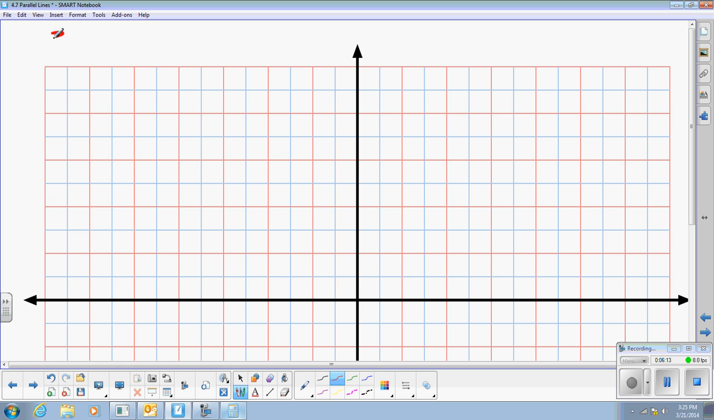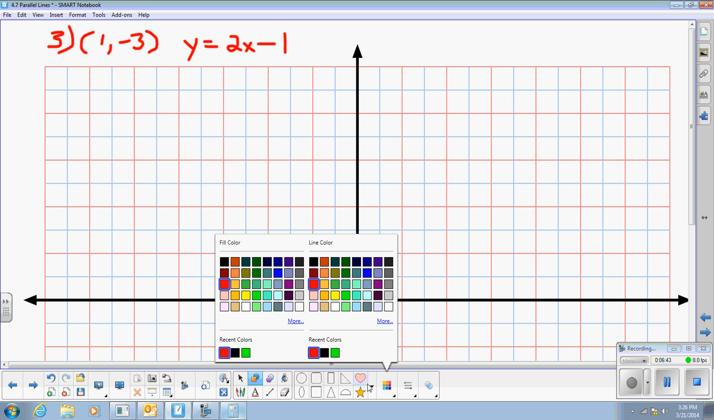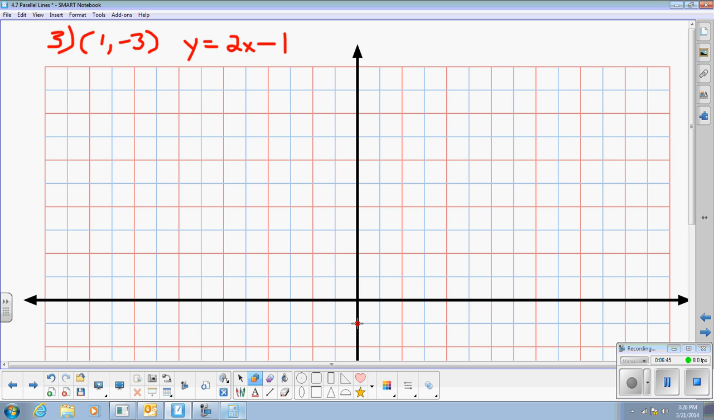problem 3. And problem 3, the original equation, this is what you were given originally. You were given 1, negative 3. And you were told the original equation was y equals 2x minus 1. So that would look this way on your graph. You should have taken this original graph, and we have a dot at minus 1, which would be right here. Let's see, I need a red dot, please, and a red line. So I have this one dot right there.